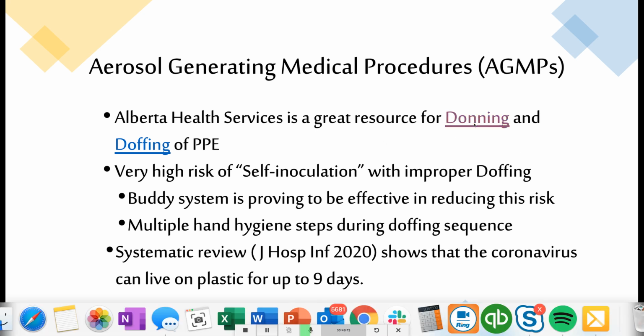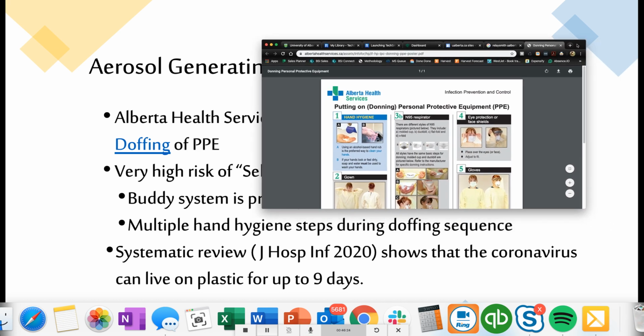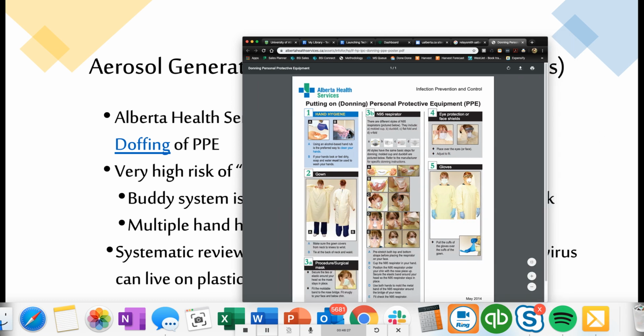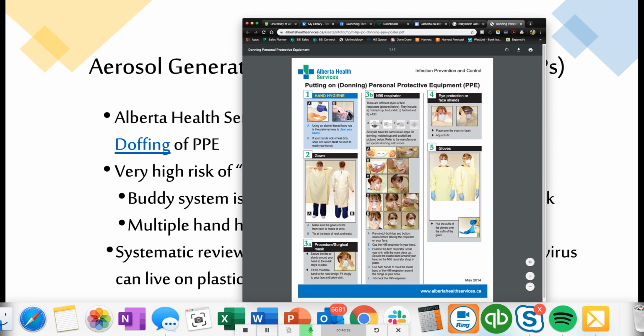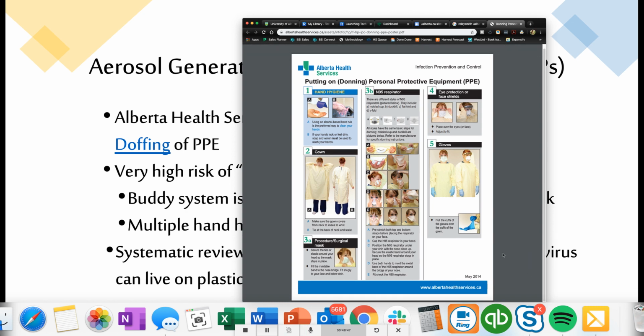So if I were to click on this donning, I'll try to bring it over here to you guys. Right. So there's your hand hygiene, the gown, procedural masks, N95 respirators, eye protection, gloves. If I were to go down here, page 2, I think that's the one. And then doffing.